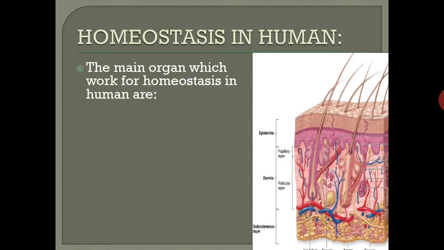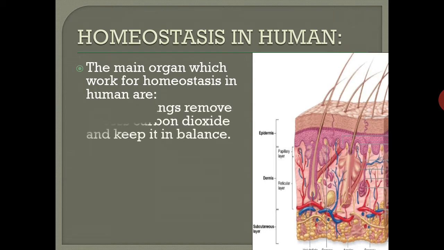Like other animals, humans have a highly developed system for homeostasis. The main organs which work for homeostasis in humans are the lungs. Lungs remove excess carbon dioxide and keep it in balance. We have studied in the previous chapter how lungs maintain the concentration of carbon dioxide in the blood.